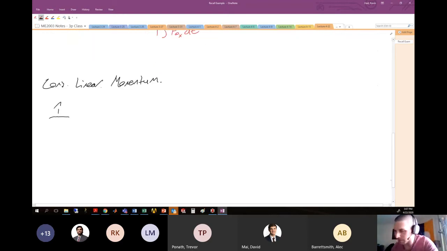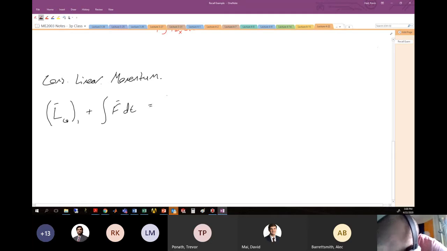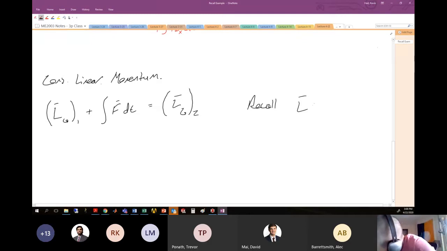All right, remember a general equation for conservation of linear momentum. Well, let's just do the general equation before we get into I hat. General equation is something like the linear momentum at the center of gravity, situation number 1, plus the impulses, so this is the integral of F dt, equals the linear momentum at the center of gravity, position number 2. And we'll recall that your linear momentum vector is the mass times the velocity. All right, just a refresher. So with that in mind, let's do I hat and J hat.